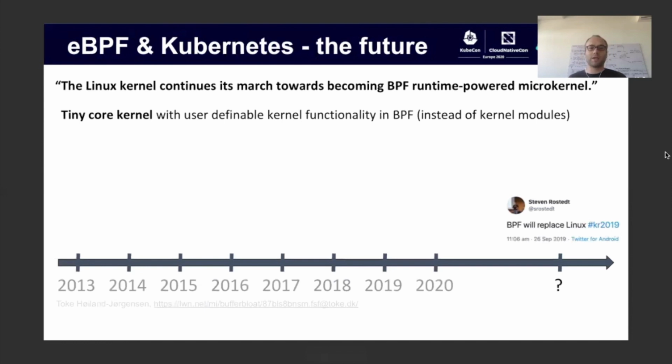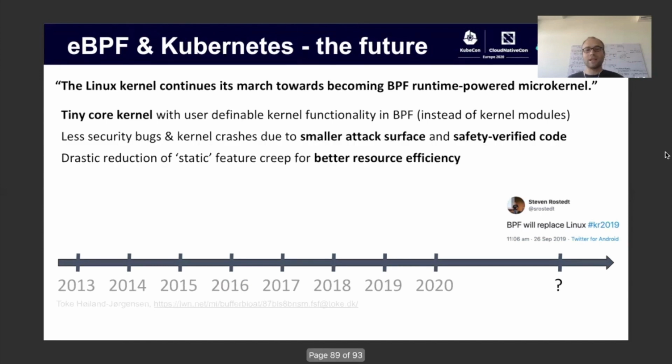So how does it look for eBPF and Kubernetes in the long-term future? You can think of the Linux kernel slowly turning into a BPF-powered microkernel. That's actually a really interesting thought. In the long-term future, there could be just a tiny core kernel with the base functionality needed to boot it and keep things running, but all the other stuff around that kernel would be defined through BPF functionality instead of, for example, kernel modules. That allows reducing the attack surface because you have a tiny core kernel, and at the same time, all the BPF code defined around it is safety-verified by the verifier. You can get rid of all the feature creep that is otherwise still in the kernel but that you're not going to use, and you can make much better use of the CPU resources.